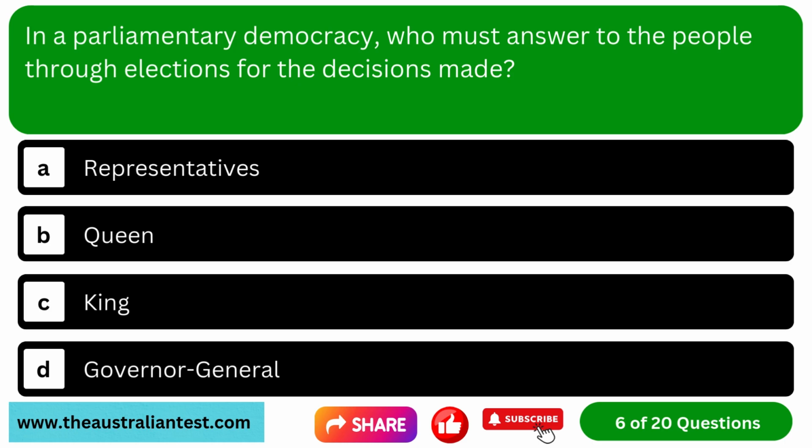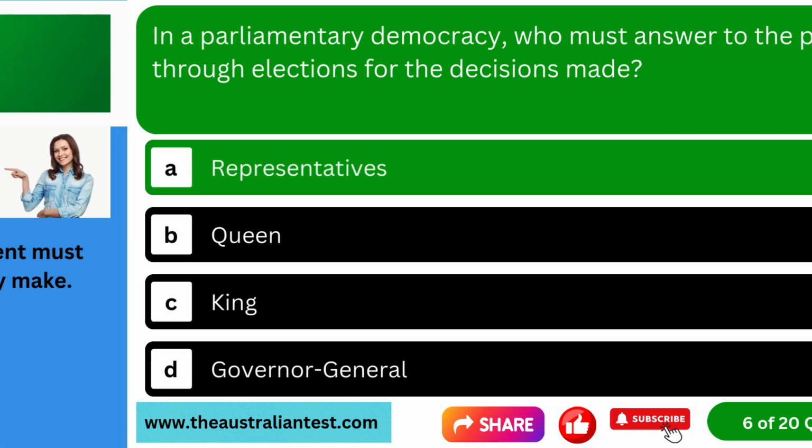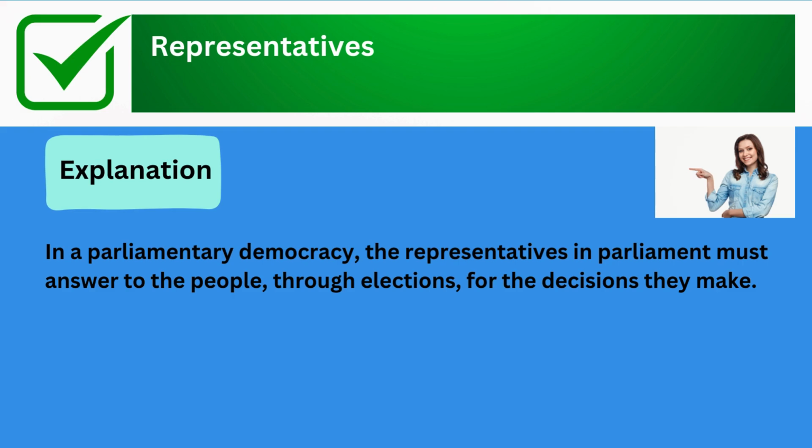Question 6. In a parliamentary democracy, who must answer to the people through elections for the decisions made? Option A, representatives. Option B, Queen. Option C, King. Option D, Governor General. The correct answer is representatives. Explanation: in a parliamentary democracy, the representatives in Parliament must answer to the people through elections for the decisions they make.